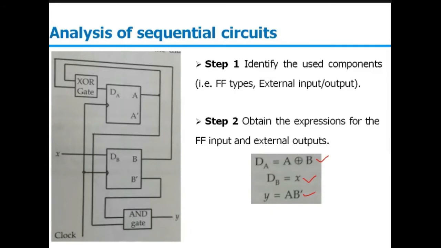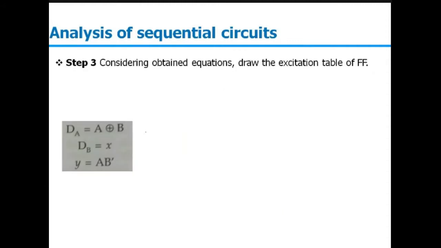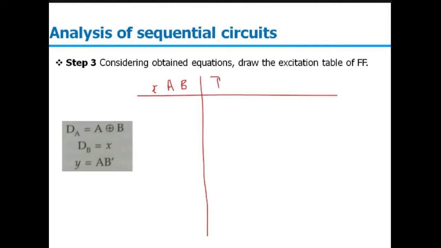Once we know the expressions of the flip-flop inputs and the external output, now we will draw the state table. We have three inputs here, A, B and X. X is the external input, A, B are the internal ones. So we will have X, A and B. Depending on this combination, we will comment on the flip-flop inputs DA and DB. Considering DA, DB and the present state, we will comment on the next state. The next state will be A plus B plus, and of course Y, my output.